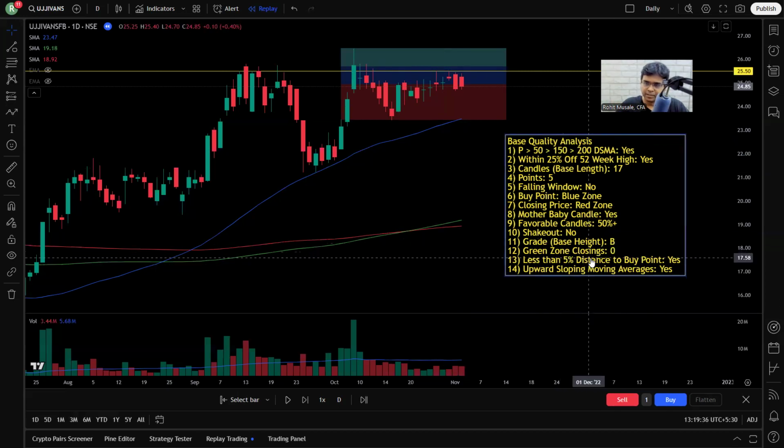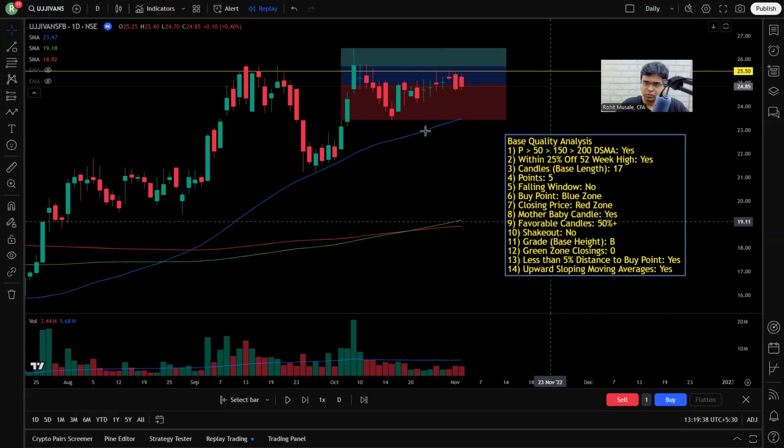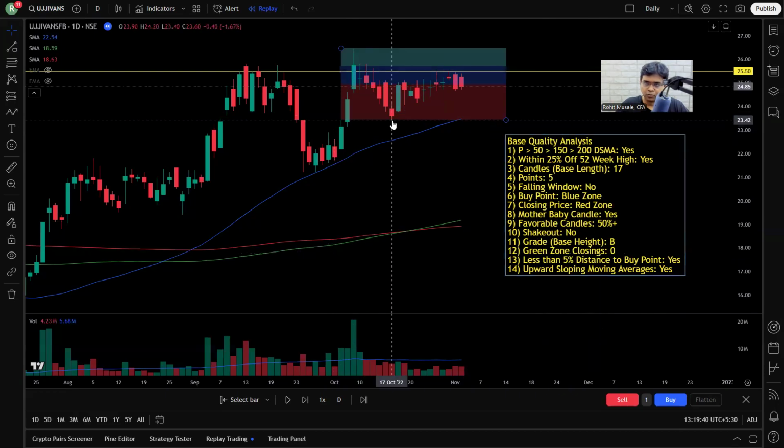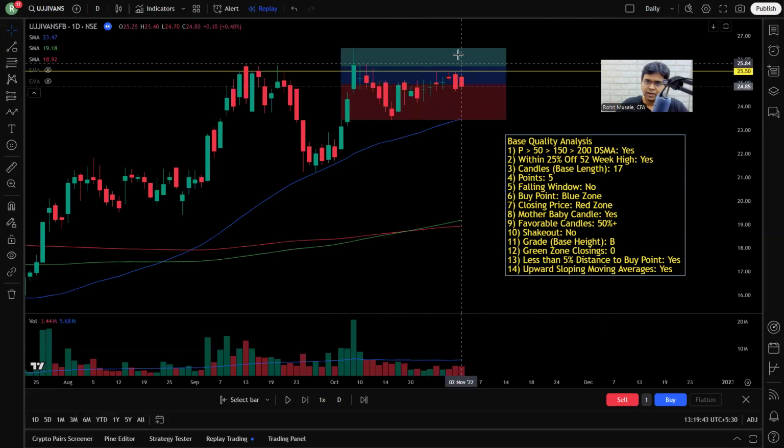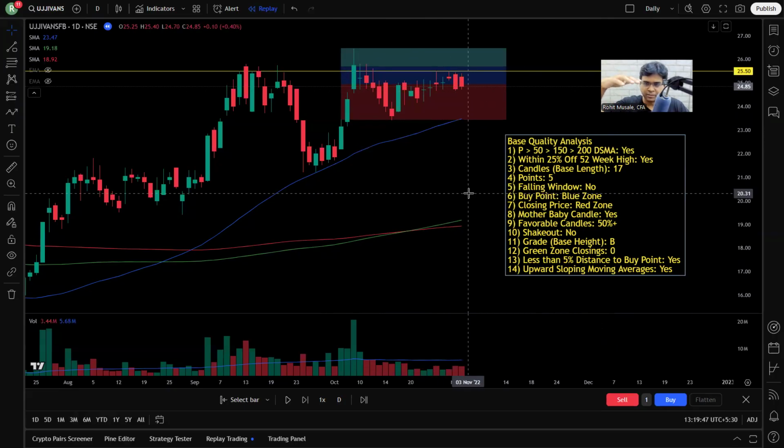Okay. Green zone closing. What is the meaning of green zone closing? After point 2, I want to see how many candles have closed inside the green zone, or is the stock experiencing pressure.